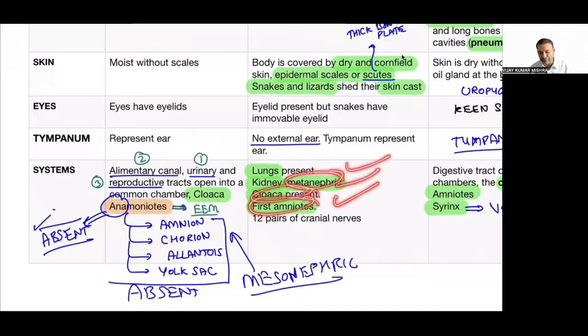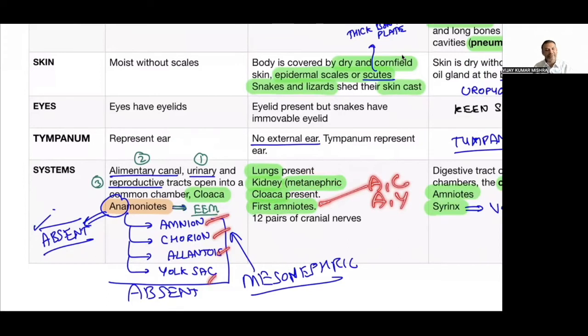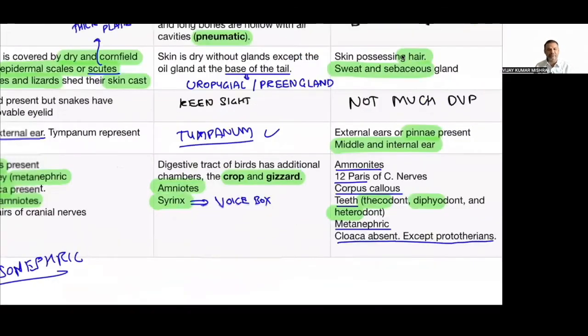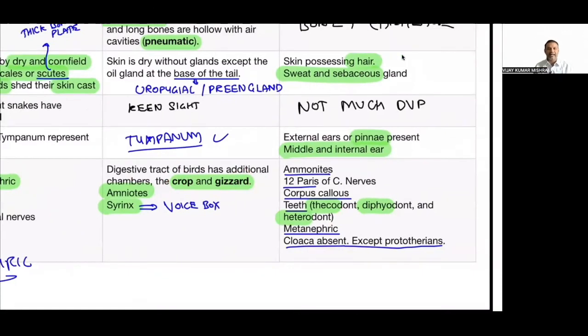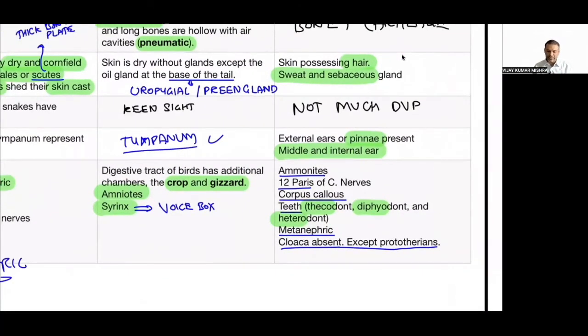They are the first amniotes, that is, they have amnion, chorion, allantois, yolk sac, that I have written here. All these four membranes are going to be present. They are the first amniotes, a very, very important point. 12 pairs of cranial nerves are present, obviously. The digestive system of the bird has additional chambers called crop and gizzard. Crop and gizzard are going to be present here. In the case of a bird, an amniote, they have a syrinx. We have a larynx, they have a syrinx.